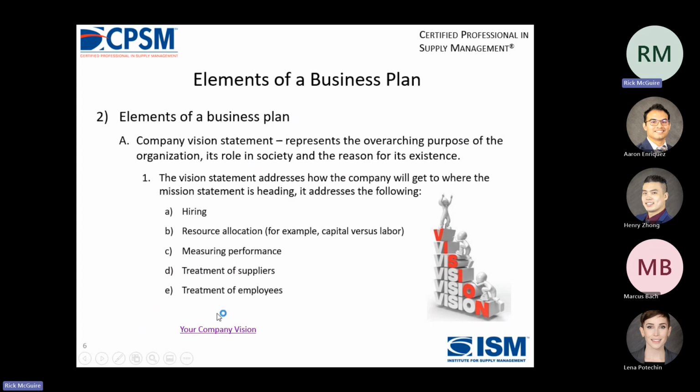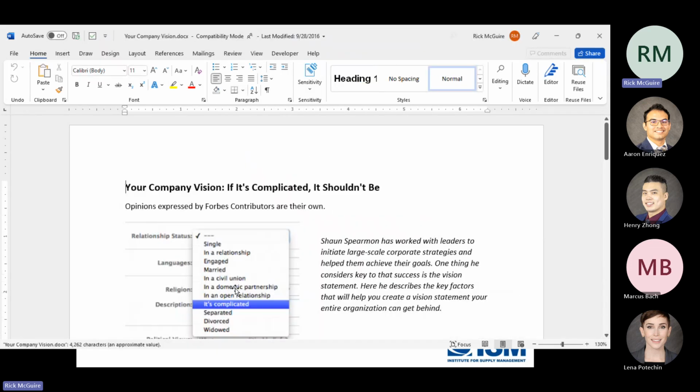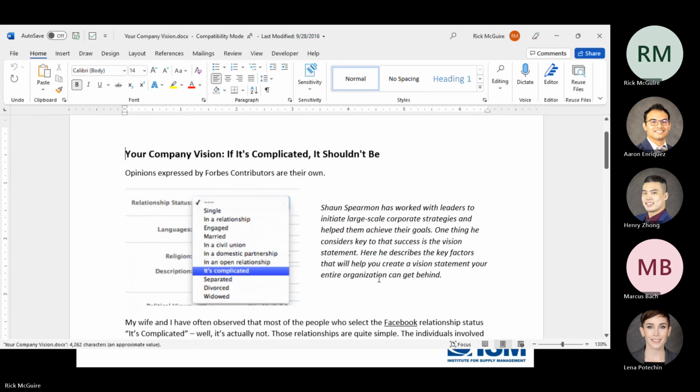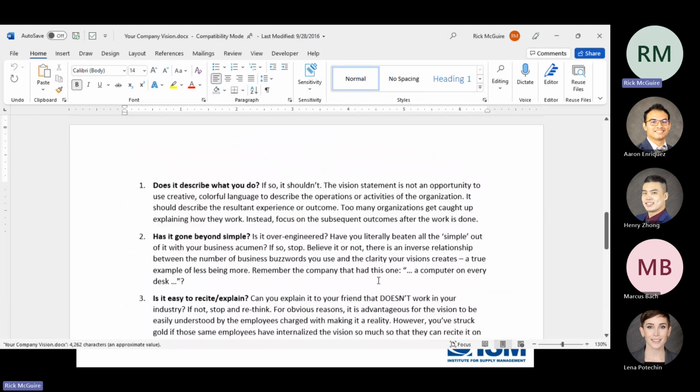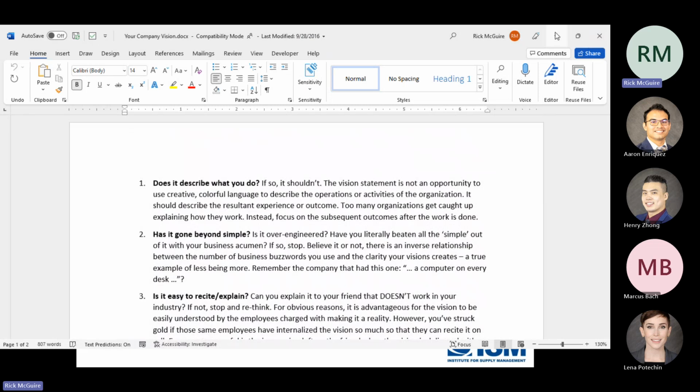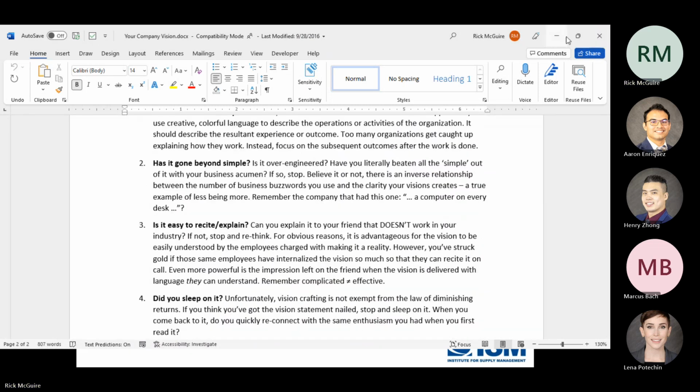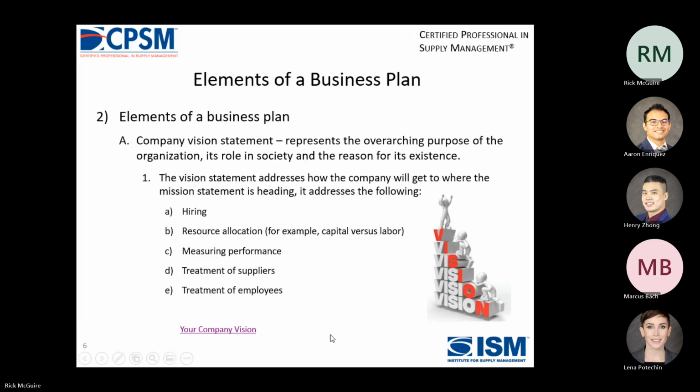Here's an article on writing a company mission that I kind of liked. It's kind of interesting. And it's only a few pages, so read it at your leisure. So the first thing we're going to put together is the vision. Where are we headed? And what's our reason for existence?